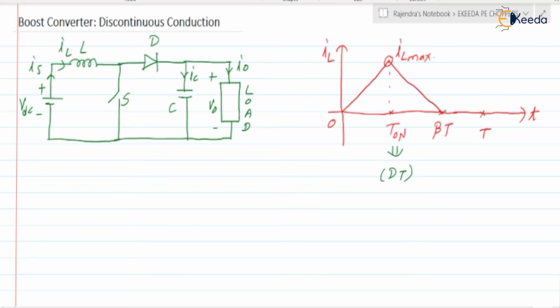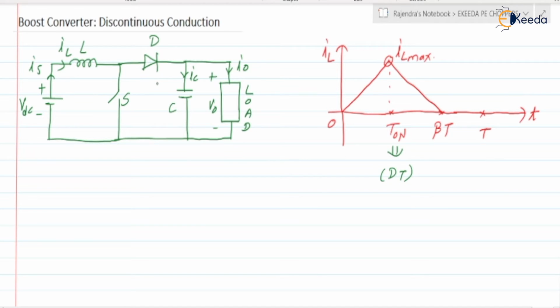So here at t is equal to beta T, this beta is a fraction. It is greater than d, but it is less than 1. So at t is equal to beta T, the inductor has released the energy. So from beta T to T, the circuit will be at the rest position.